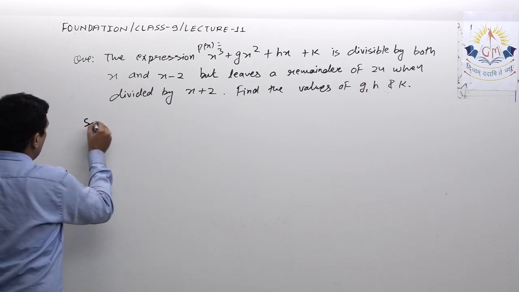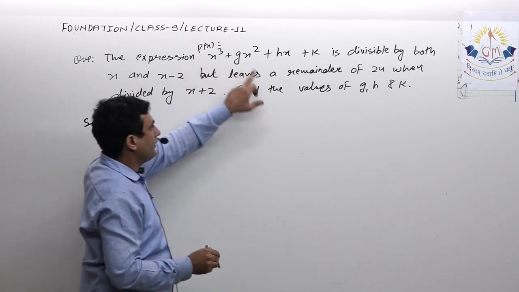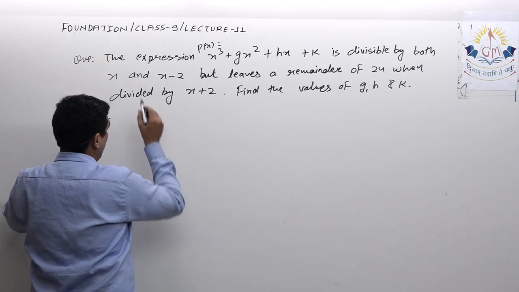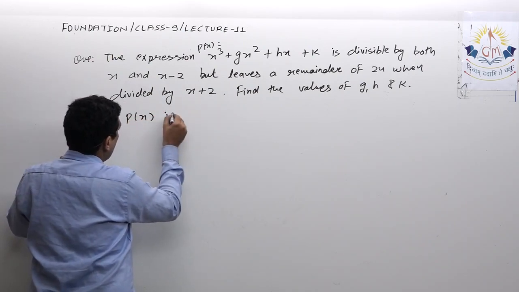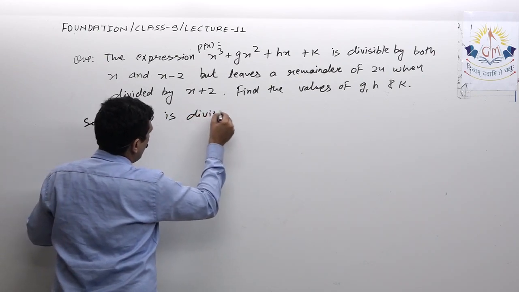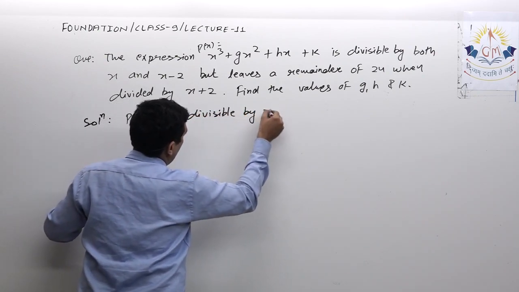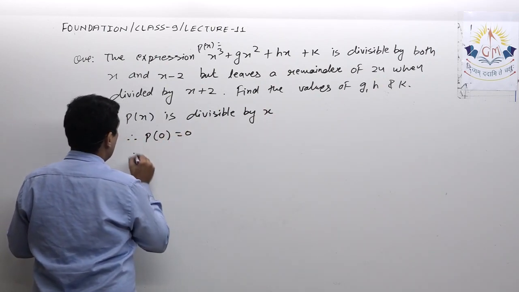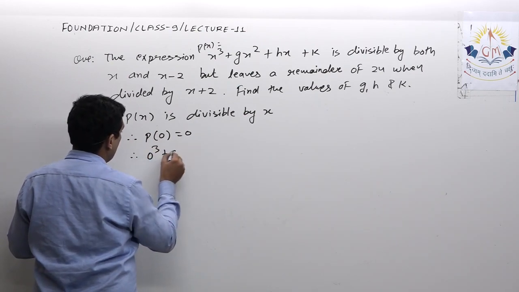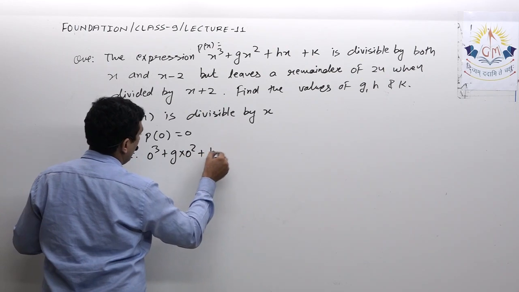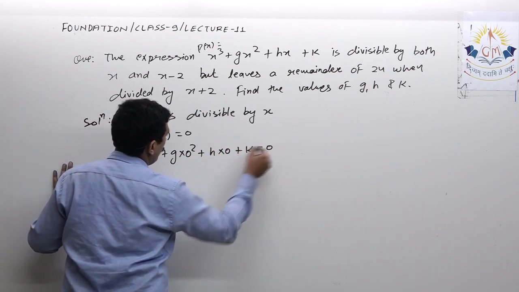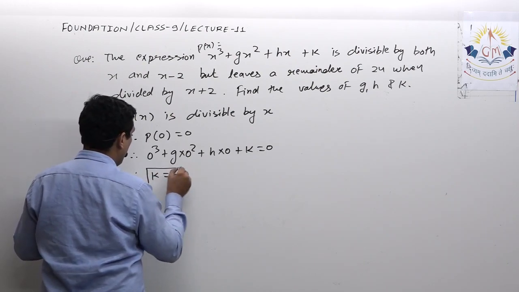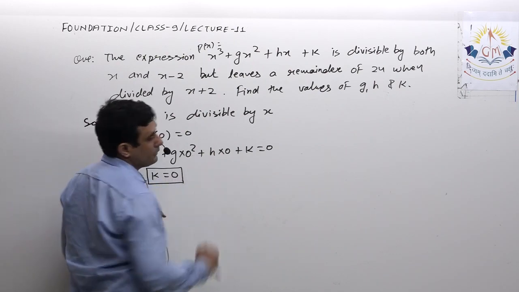Okay, now let us see its solution. First thing, it is given p(x) is divisible by x, therefore p(0) is equal to 0. Therefore 0 cube plus g into 0 square plus h into 0 plus k is equal to 0. Therefore k is equal to 0. So here I got the value of 1 among those 3.